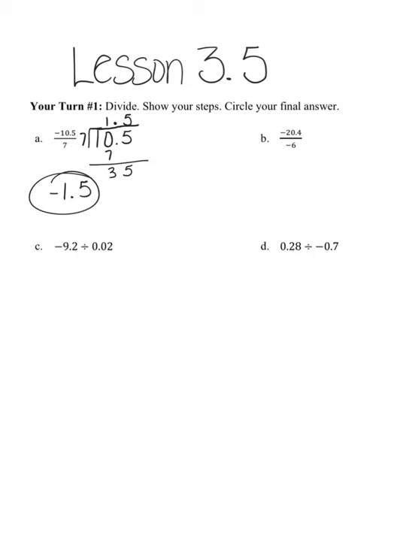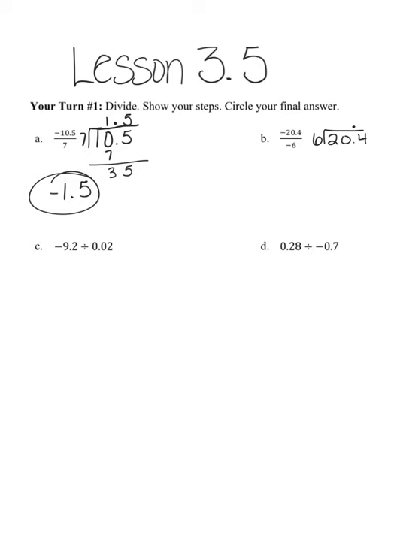For question B, we've got negative 20.4 divided by negative 6. So I'm going to go through just the regular division here because I do not have a decimal in my divisor, so there is no need to move the decimal point in my dividend. I just need to move it straight up.